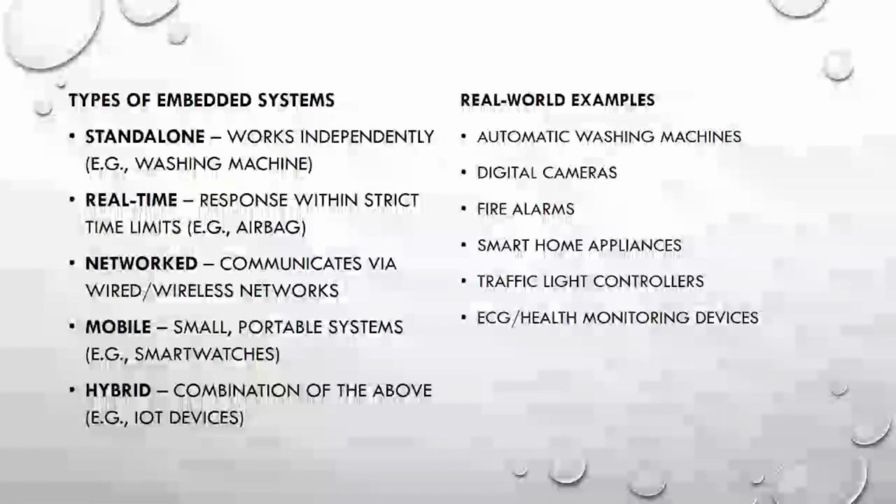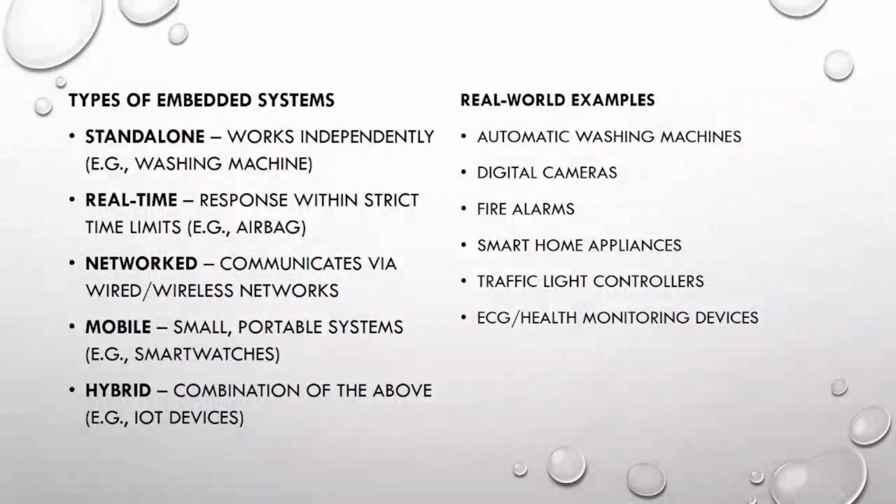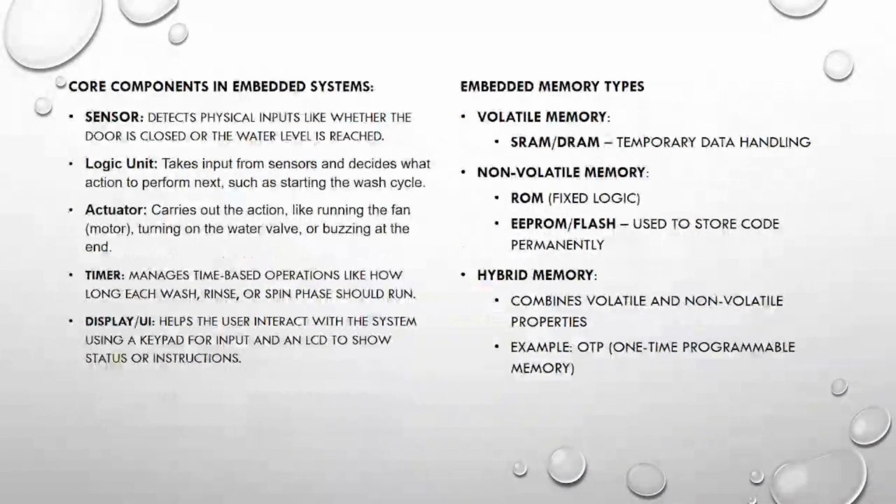And the real world examples are automatic washing machines, digital cameras, fire alarms, smart home appliances, traffic light controllers, ECG or health monitoring devices. And the core components in embedded systems are the sensor that detects physical inputs like whether the door is closed or water level is reached.